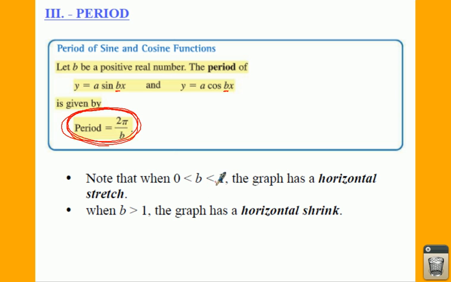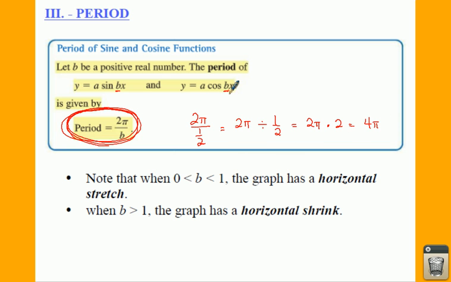Notice that if b is between 0 and 1, that means it's a fraction or a decimal. Then you're going to have a horizontal stretch, because it's always the opposite if it's horizontal. And if b is greater than 1, then you're going to have a shrink. So think about this. If your number is between 0 and 1, like a half, you're taking 2 pi divided by a half. So if you have 2 pi over 1 half, well, if you divide by a fraction, that's the same thing as multiplying by the reciprocal. So you're actually multiplying by 2, which gives you 4 pi.